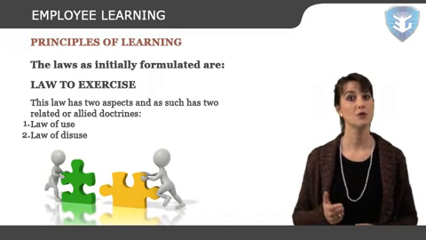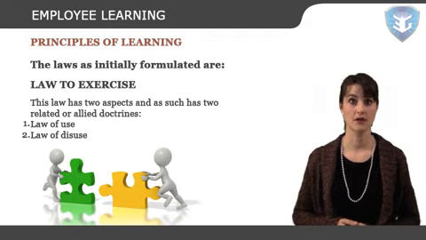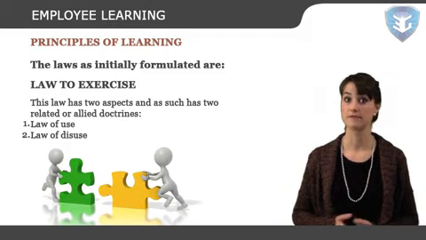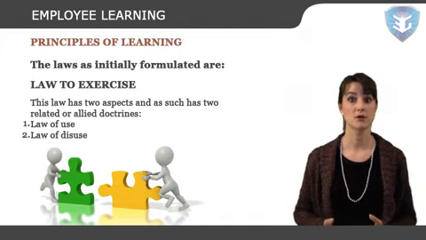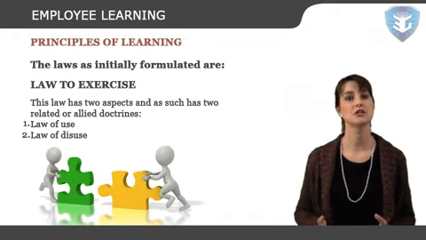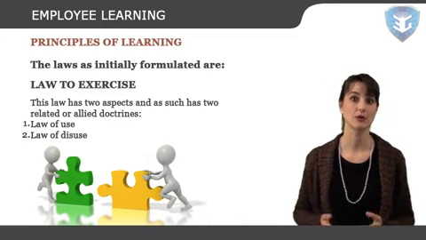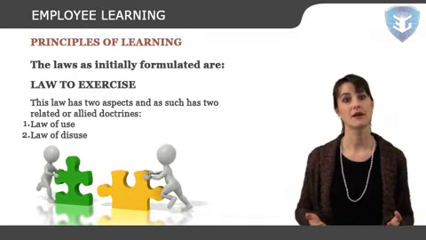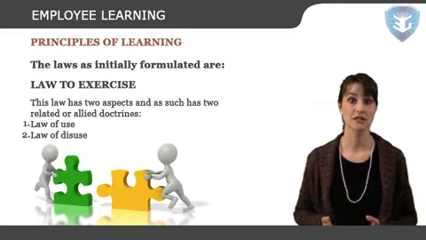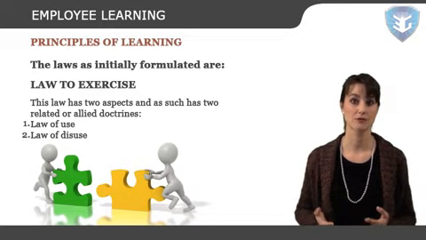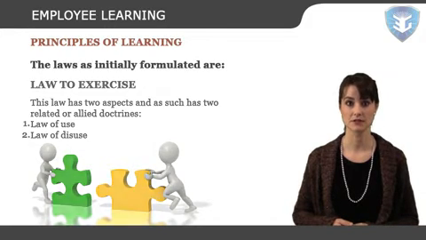Law of exercise. This law has 2 aspects and as such has 2 related or allied doctrines: law of use, law of disuse. The law of use states, when a modifiable connection is made between a situation and a response, that connection's strength is, other things being equal, increased. Similarly, the law of disuse states, when a modifiable connection is not made between a situation and response over a length of time, that connection's strength is decreased.